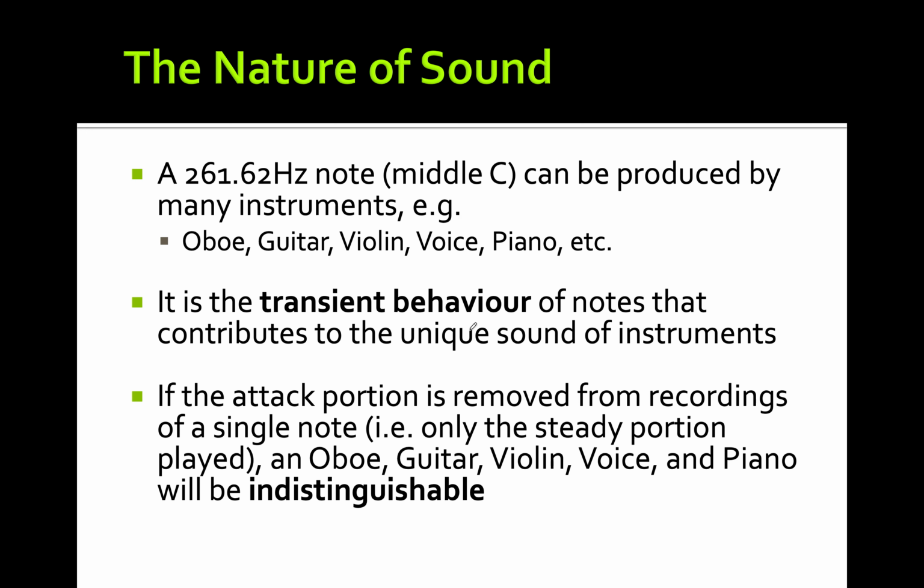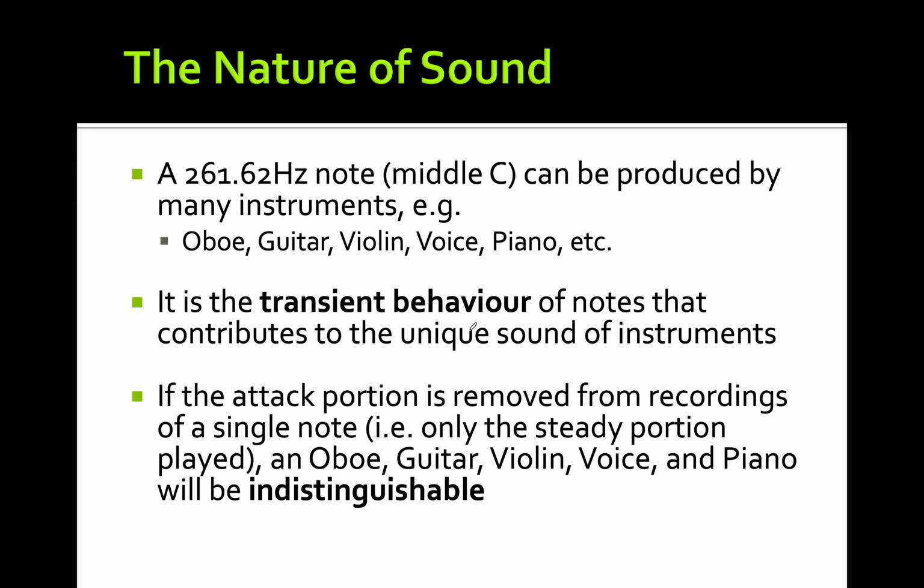So the nature of the sound: a 261.62 hertz note is a middle C. We are talking about some musical instruments; it can be produced by many instruments like guitar, violin, voice, or piano, etc. So it is the transient behavior of the notes that contributes to the unique sound of the instrument.